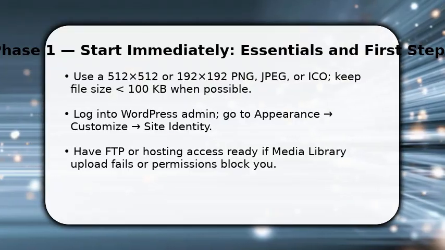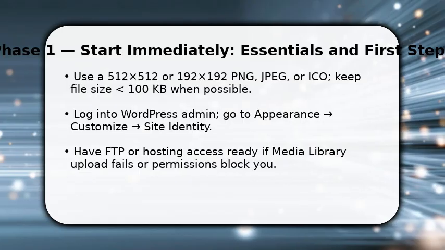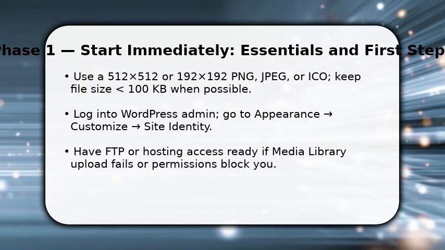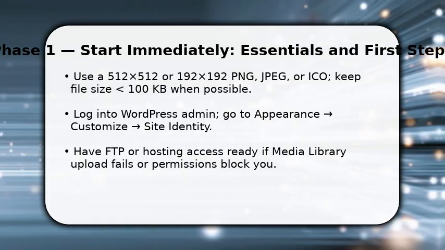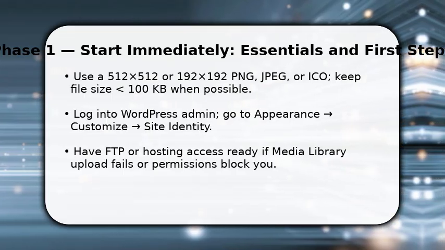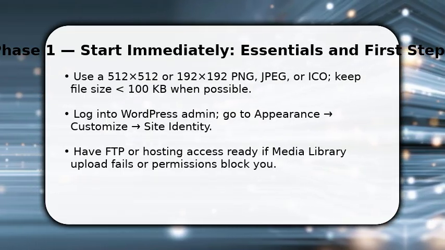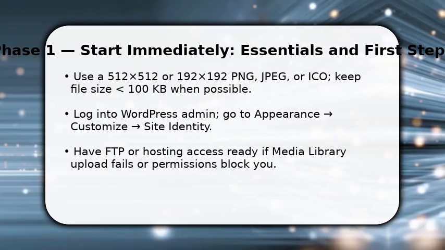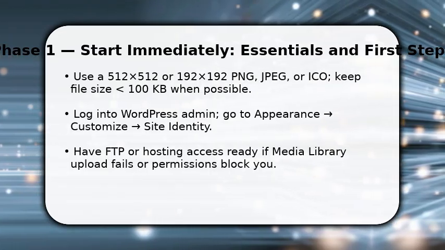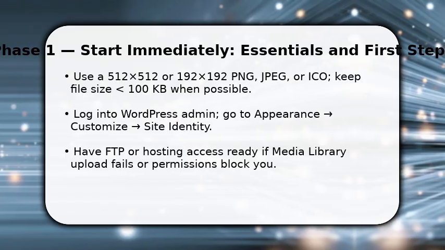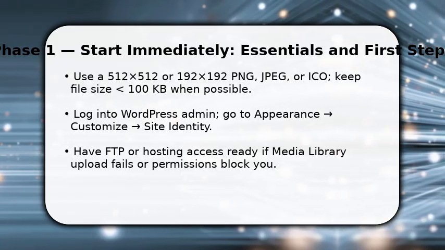You start by preparing the image and opening the right screen. You need a 512 x 512 or 192 x 192 PNG or ICO. Smaller is fine, but keep it crisp. Then log into WordPress and go straight to Appearance, then Customize, then Site Identity. This is where the site icon lives.